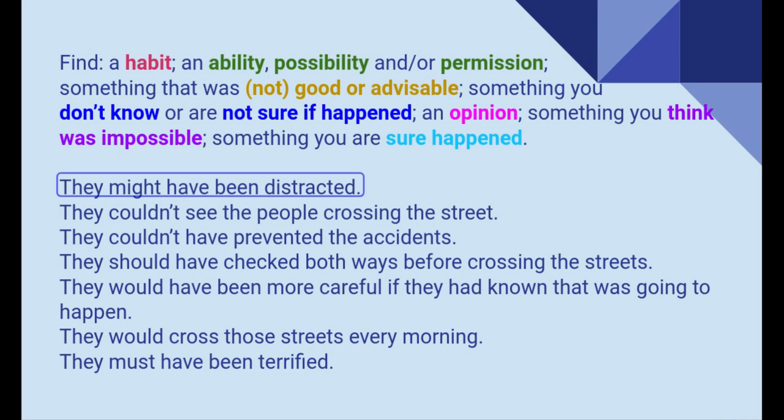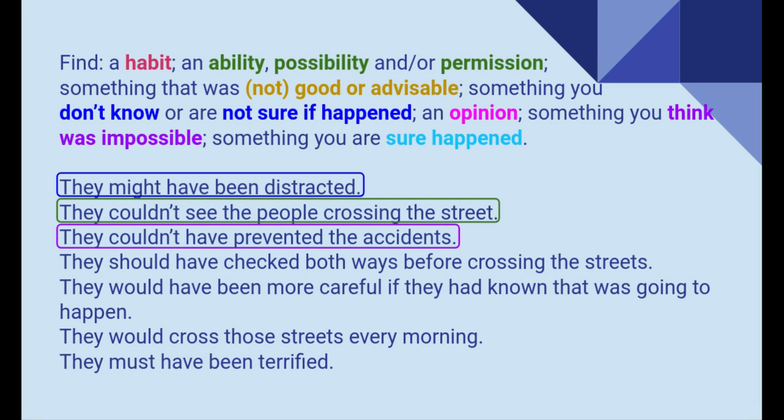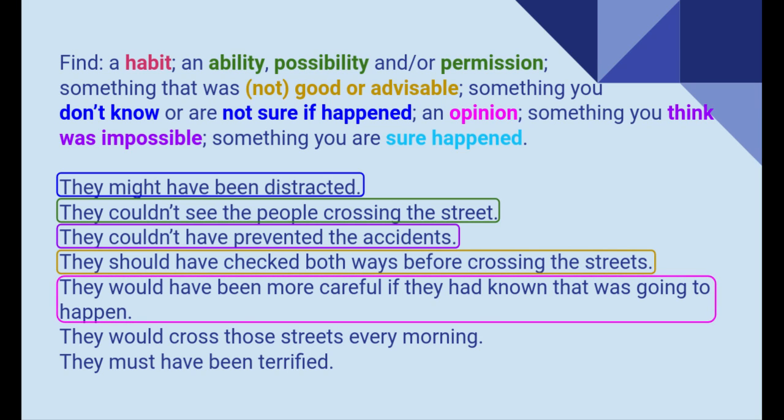Okay, let's check. So the first one, they might have been distracted. You don't know about this. You're not really sure. They couldn't see the people crossing the street. This is a possibility that in this case they didn't have. They couldn't have prevented the accidents. That would be something that is impossible to do to prevent them. They should have checked both ways before crossing the street. That was the correct, recommended thing to do. They would have been more careful if they hadn't known what was going to happen. It's your opinion. They would cross those streets every morning. A habit. They must have been terrified. You're sure that this was true.